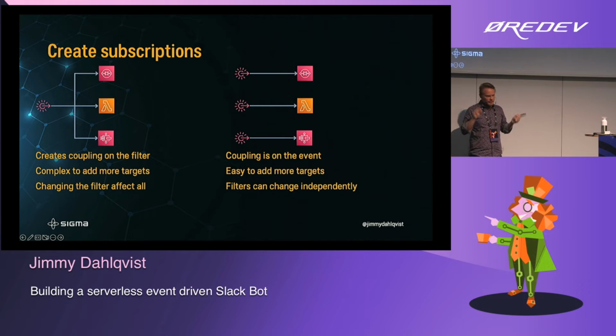So with subscriptions, I say you create a one-to-one mapping. One event, one filter, one target. The coupling is now on the event, it's not on the filter. It's easy to add more targets. If you want to add a new target, you create a new event filter and you add that new target. You can just build out as many as you want.